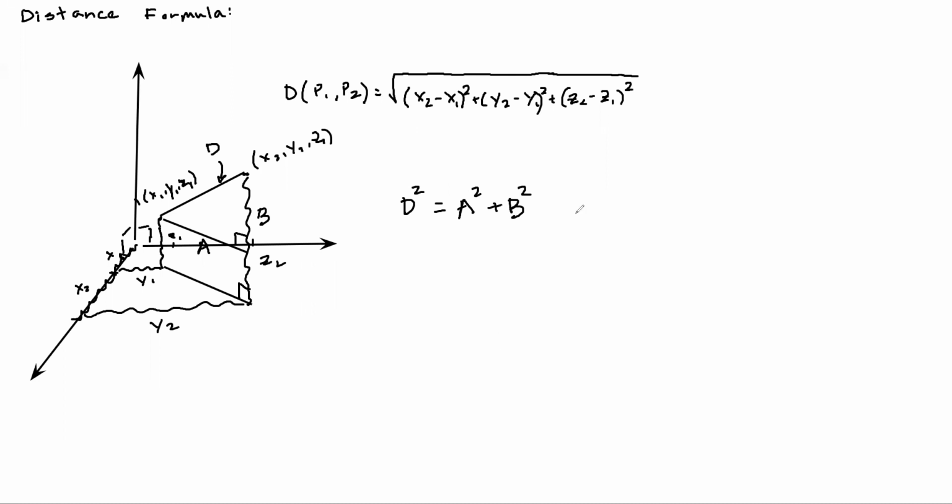All right, so we need to figure out what A and B are. Now, the easier of the two of these to find is actually going to be B. If you look at this squiggly line here, this is a straight line.